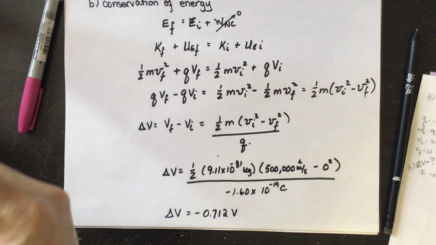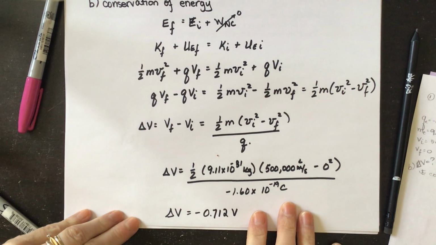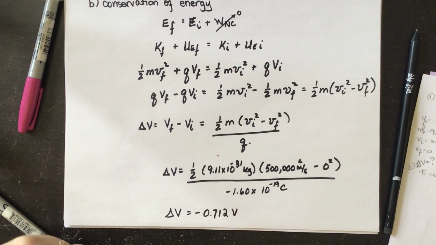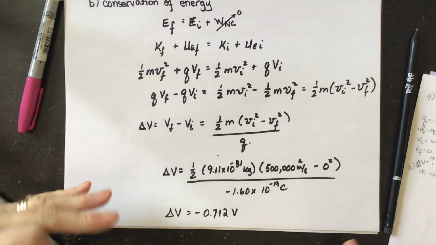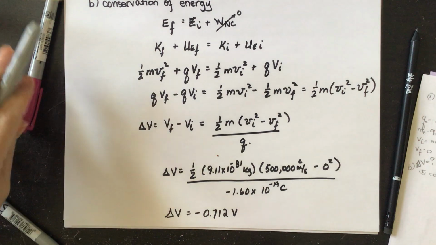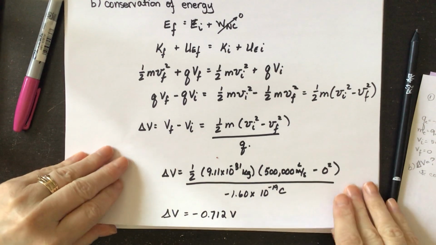If we'd had trouble in part A, we could have gone ahead and done part B, and that would have showed us that it moved towards a lower potential. As it is, we did part A first, and then this confirms what we expected to get. Let's do another problem.